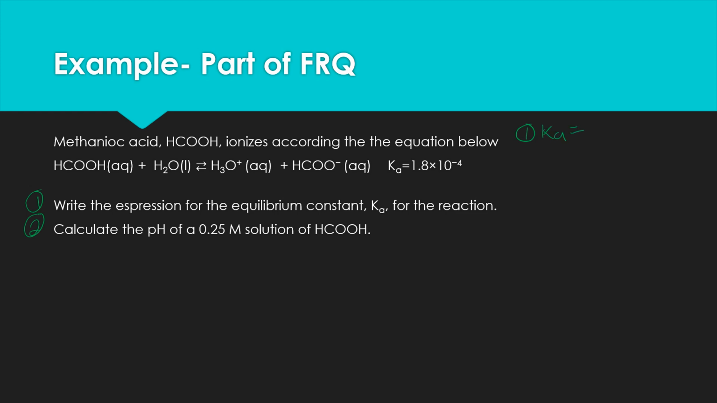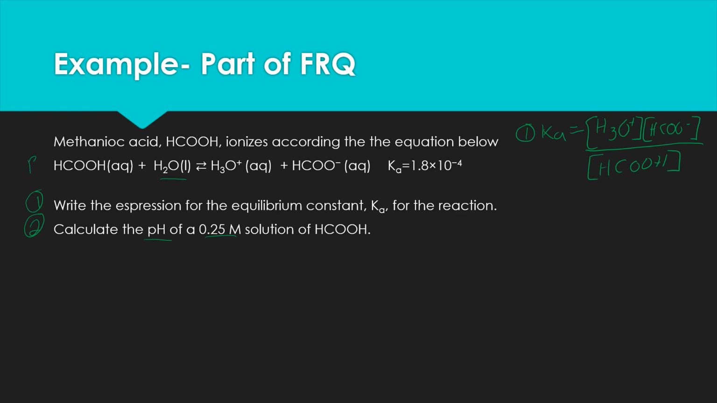So our Ka expression, we want products, so H3O plus times HCOO minus over reactants, remembering to leave out the water because it's a liquid, HCOOH on the bottom. So that's number 1, you get a point for doing that part. So for number 2, we want to calculate the pH and we're given a concentration of the solution. Now this is a weak acid, it's not on our list. So if we want to find the pH, we've got to do a RICE table. Okay, weak acids need RICE. So that means we need to write the RICE table.